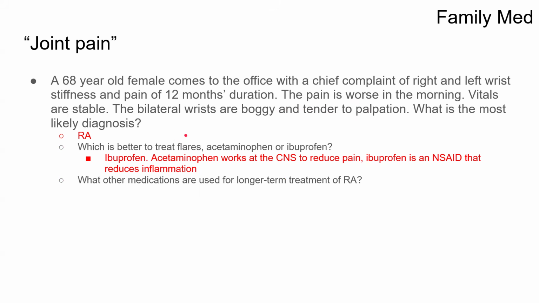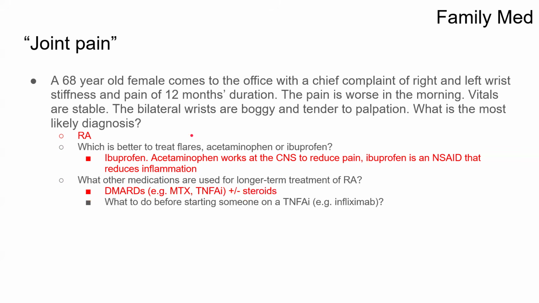You might also be asked about the other medications that are used for longer term treatment of rheumatoid arthritis. Those are things like DMARDs, so methotrexate and TNF alpha inhibitors, plus or minus steroids. You usually get into the realm of steroids if there are no other options that are working for the patient. It's not end stage per se, but everything else has been exhausted.